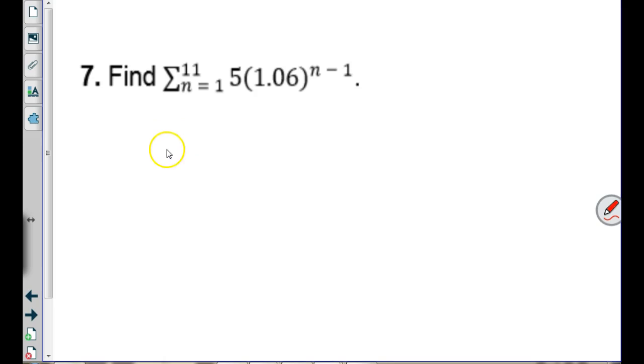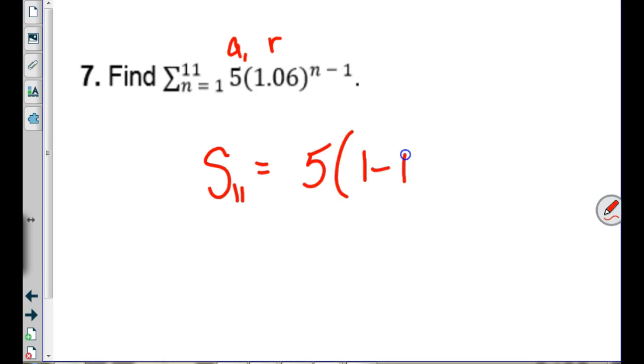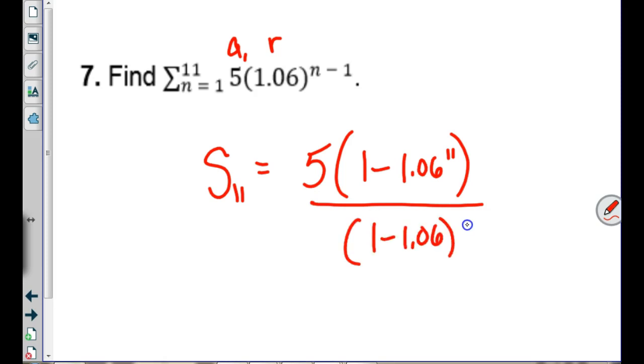Can you do this one real quick? Most of you are just going to use the sum thing, right? If I wasn't using the summation symbol, this is A sub 1 and this is R. So I could say I want the sum of 11, where it's 5 times 1 minus 1.06 to the 11th, because it's 11 terms I'm adding, not 10, over 1 minus 1.06. But you can also just use your summation symbol. We make sure we get the same answer.